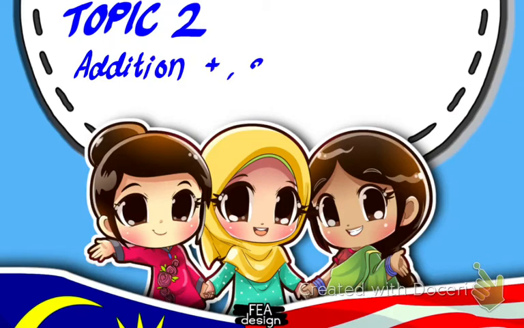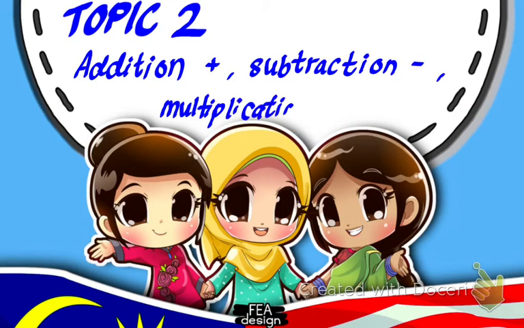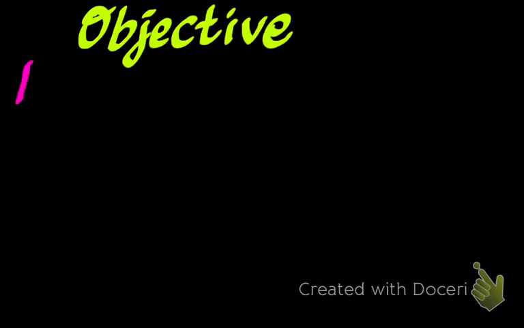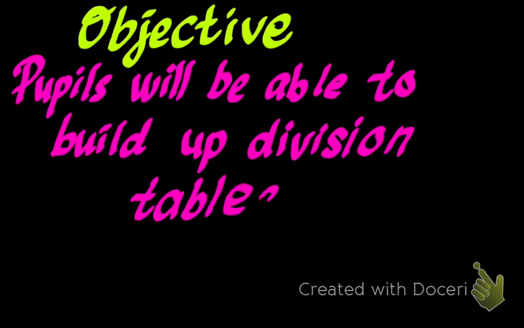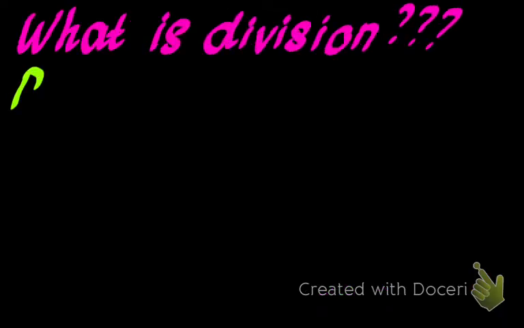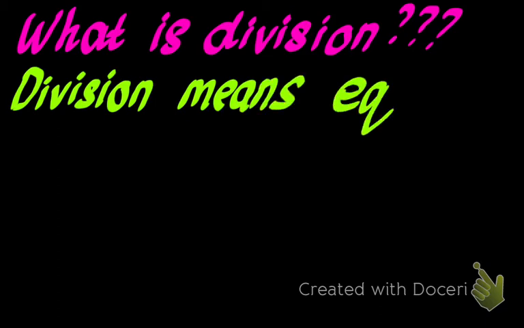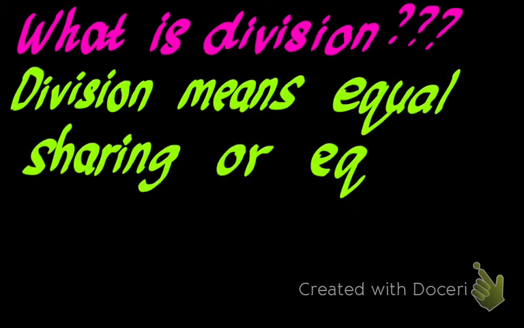Okay, our topic is still on topic 2. It's about addition, subtraction, multiplication, and division. But our main objective for today's lesson is pupils will be able to build up division tables. Okay, what is division? Division means equal sharing or equal grouping.